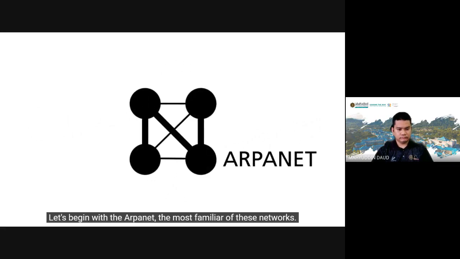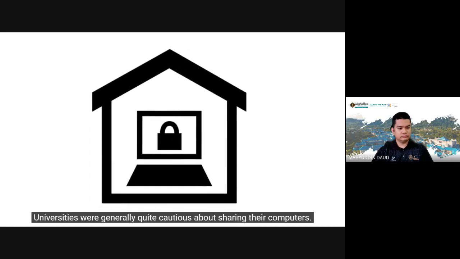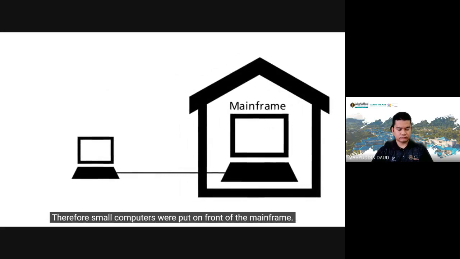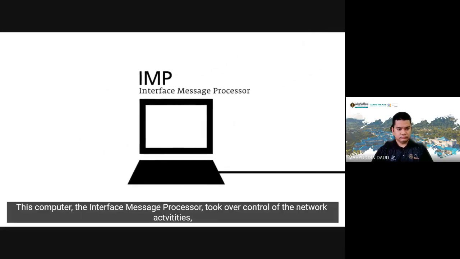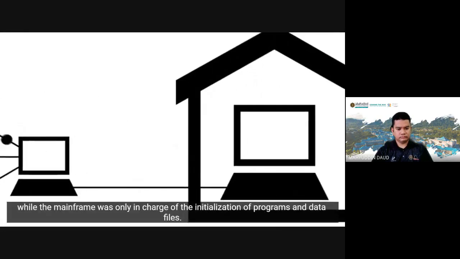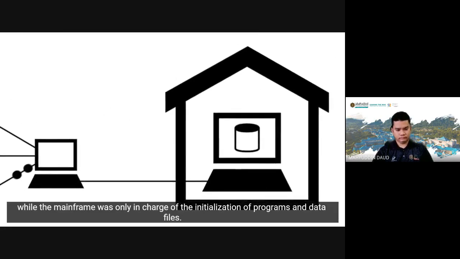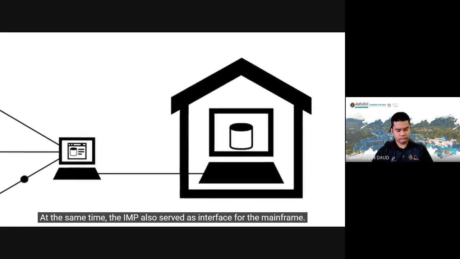Let's begin with the ARPANET, the most familiar of these networks. Its development began in 1966. Universities were generally quite cautious about sharing their computers. Therefore, small computers were put in front of the mainframe. This computer, the Interface Message Processor, took over control of the network activities, while the mainframe was only in charge of the initialization of programs and data files. At the same time, the IMP also served as interface for the mainframe.